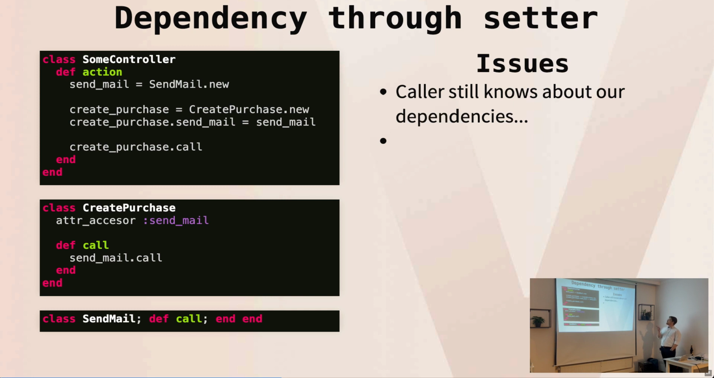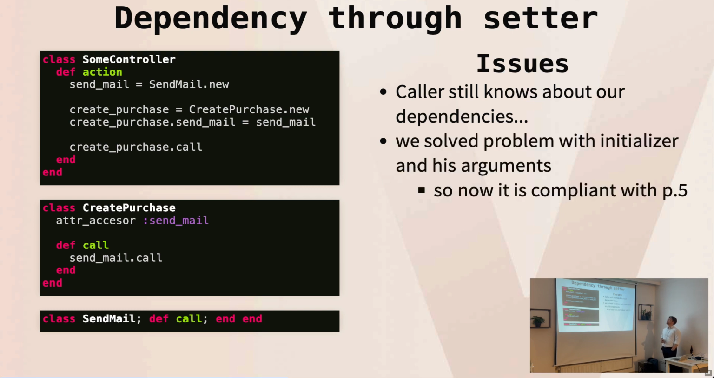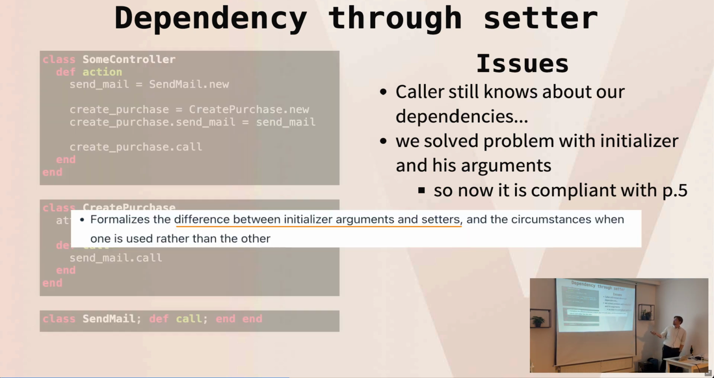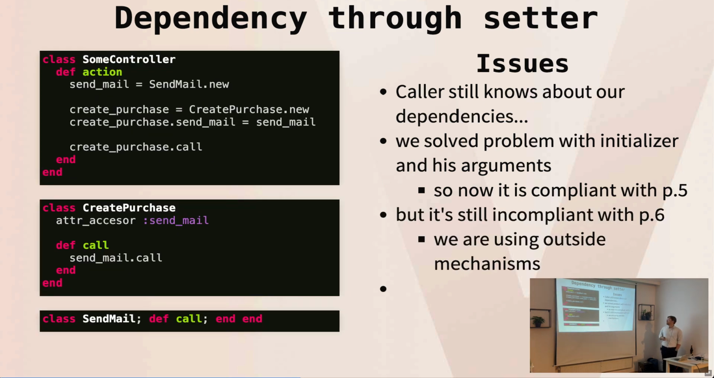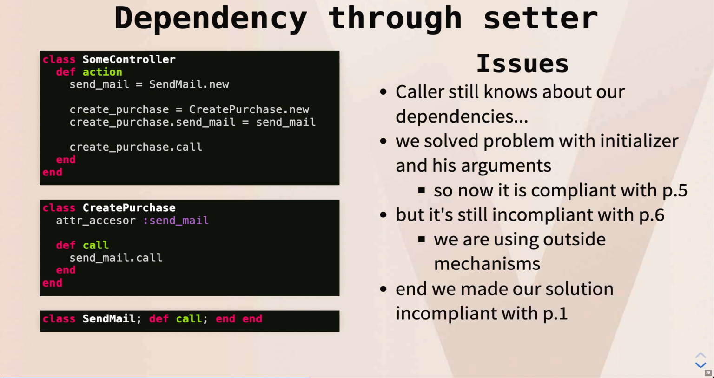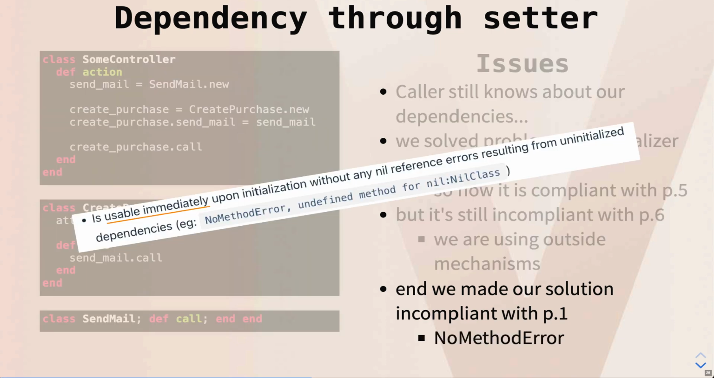Okay, so the caller still knows about dependencies, so this is still the problem. We solved the problem with initializers, so right now we are compliant with 0.5, which is here. Yes, we clearly know what is an argument for the initializer and what is a setter, but we are still not compliant about the outside mechanism, so it's still here, unfortunately. And we made it even worse because now it's not compliant with 0.1, which is exactly what Czarek said. It should be usable immediately.